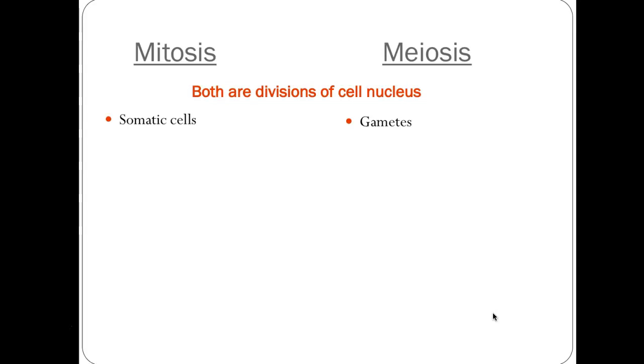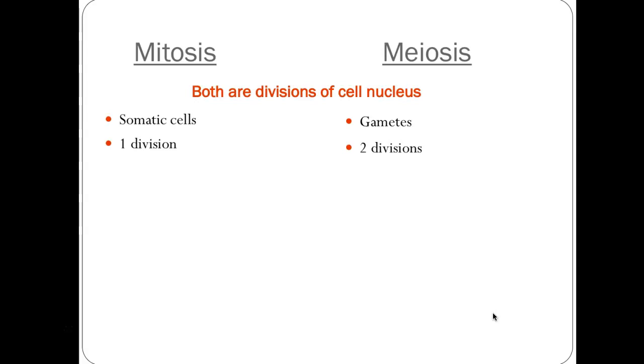And then this is a chart. So you're going to need to write this down. So they both have in common that they're both cell division. They're both divisions of a cell's nucleus, and DNA has to replicate before each one occurs. Mitosis is the division of somatic cells, and they're clones of each other. Meiosis is the division that forms gametes.